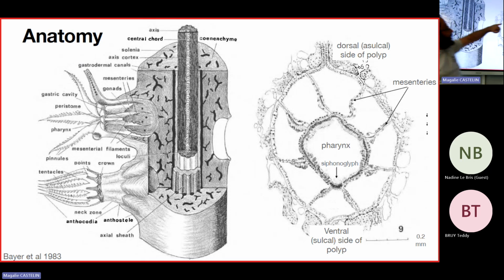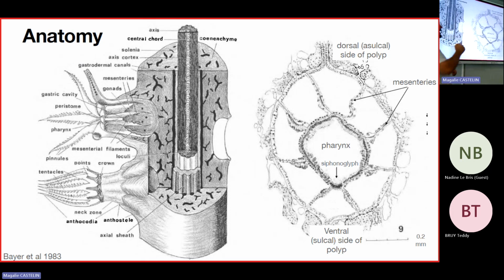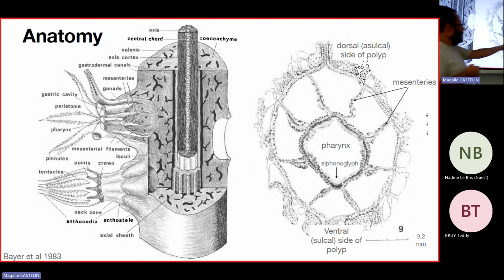And the polyp can be oriented according to the siphonoglyph, which is a ciliated groove that octocorals have. It can be very developed. And these cilia are going to make a water flow within the gastrovascular cavity and move food around and ensure water pressure within the polyp. So this is the siphonoglyph. And the polyp can be oriented according to the position of the siphonoglyph. So you call the ventral side of the polyp the side closer to the siphonoglyph.